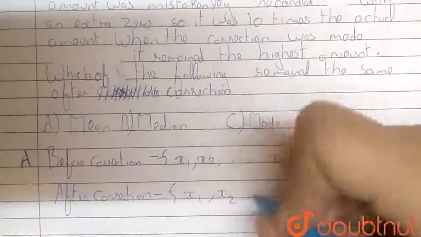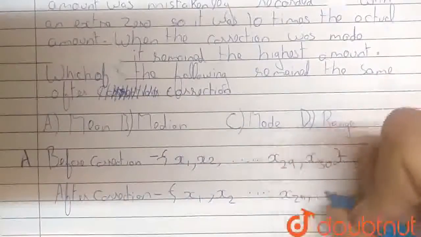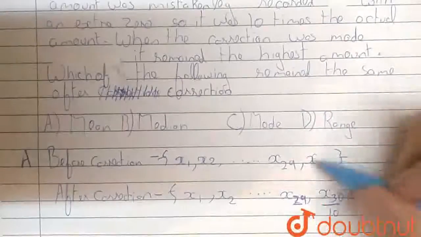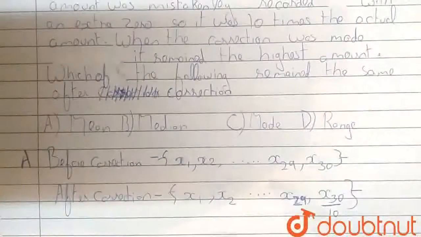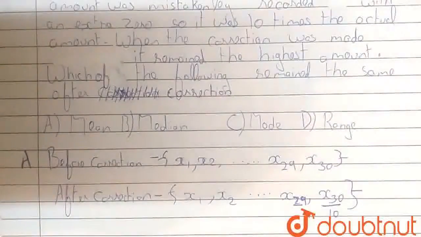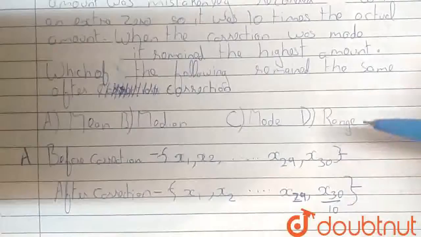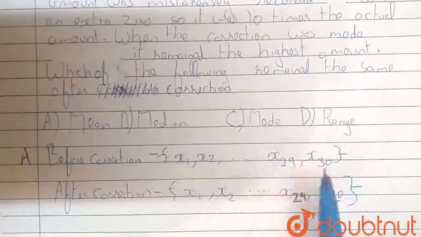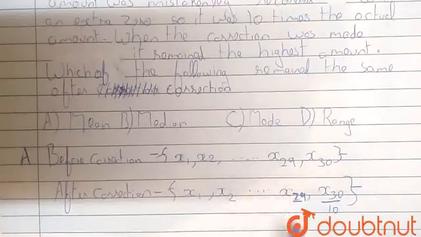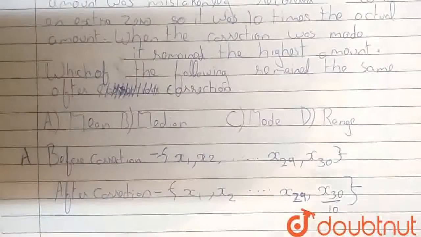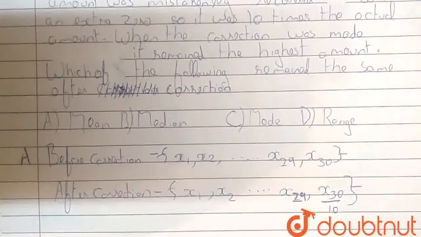x1, x2, x29, x30 by 10, because this x30 was 10 times greater. But it remained in the same order because this x30 by 10 is still the highest among x1 to x29. So now the mean will be the average of all these values. Before correction the mean would have been some value, but after correction it would have reduced because this x30 by 10 has reduced. The median, however, is the middlemost value.